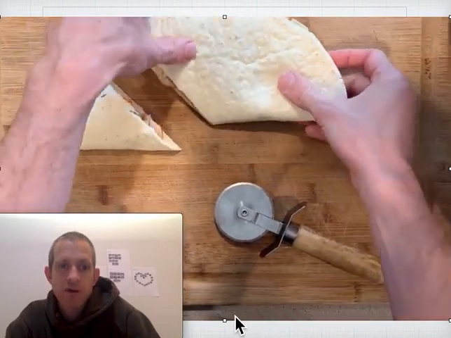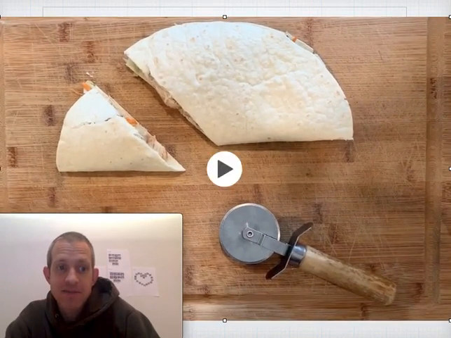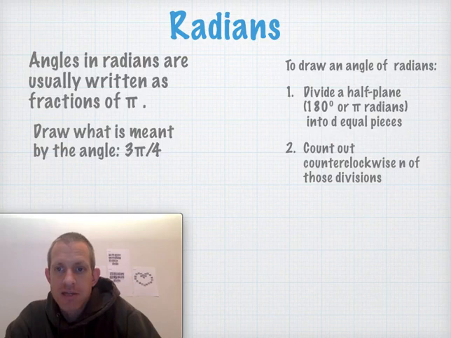Now, you probably aren't going to want to make a quesadilla every single time you need an angle drawn. And so let's think about how we can draw this 3 pi fourths idea. And here are some steps.